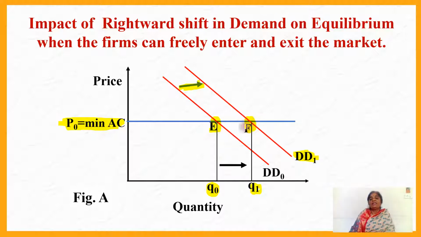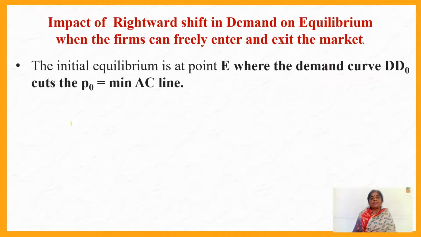Again, they earned normal profit at this equilibrium at the price P0, but the quantity increased because of the entering of the new firms. Therefore, now the new quantity is Q1, the new equilibrium is at F, and the new price is P0. We will discuss on the subsequent slide.